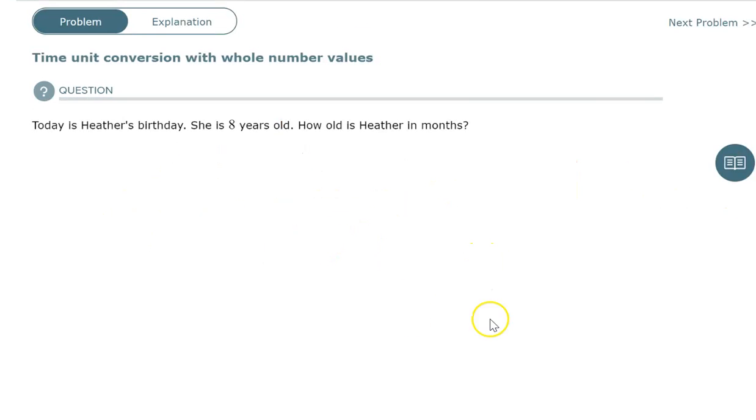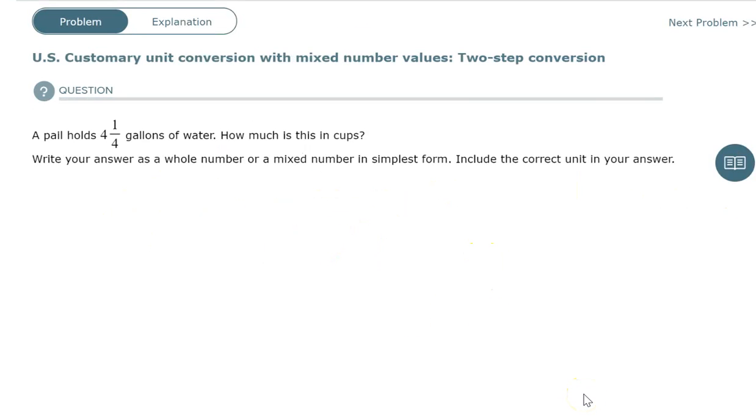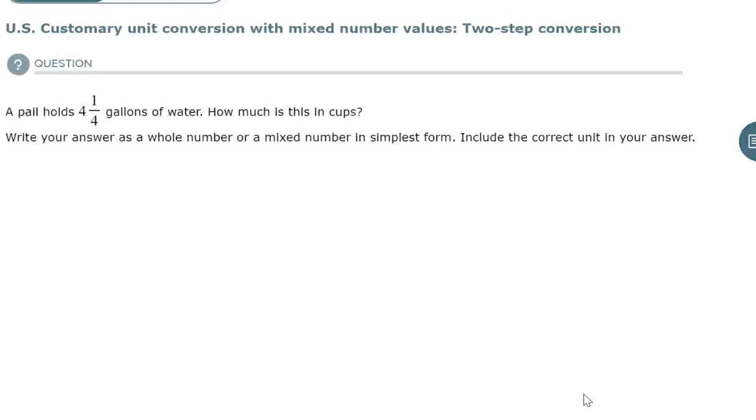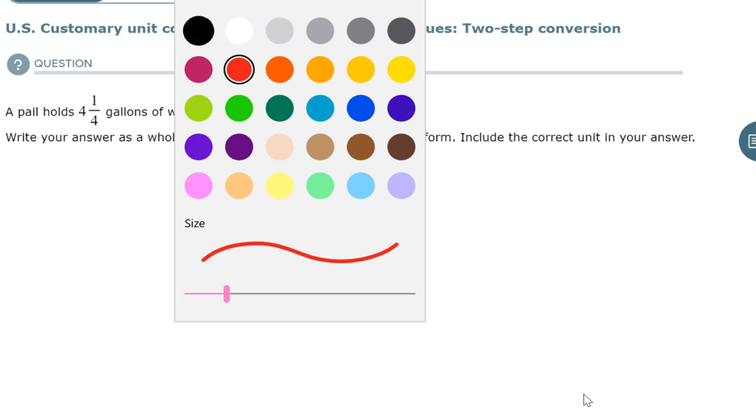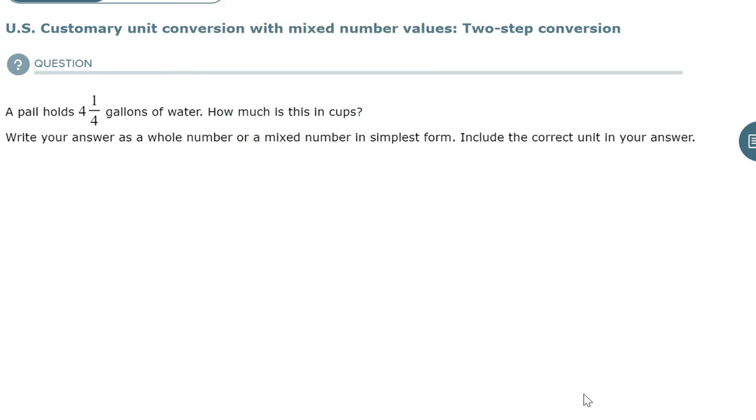Okay, so these ones have been pretty straightforward. Let's see when it changes a little bit. So now with this one, let's pick another color. Let's do purple. A pail holds 4 1/4 gallons of water. How much is this in cups? Again, I don't have the conversion factors in front of me, so let's take a second.